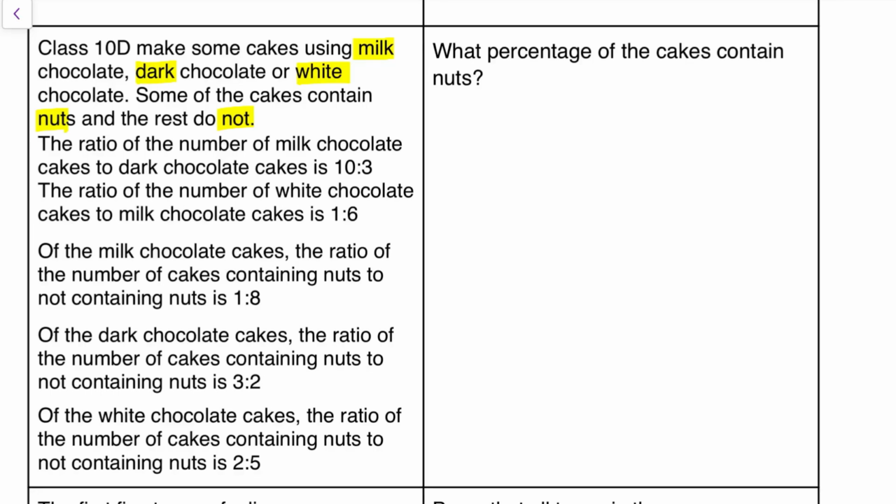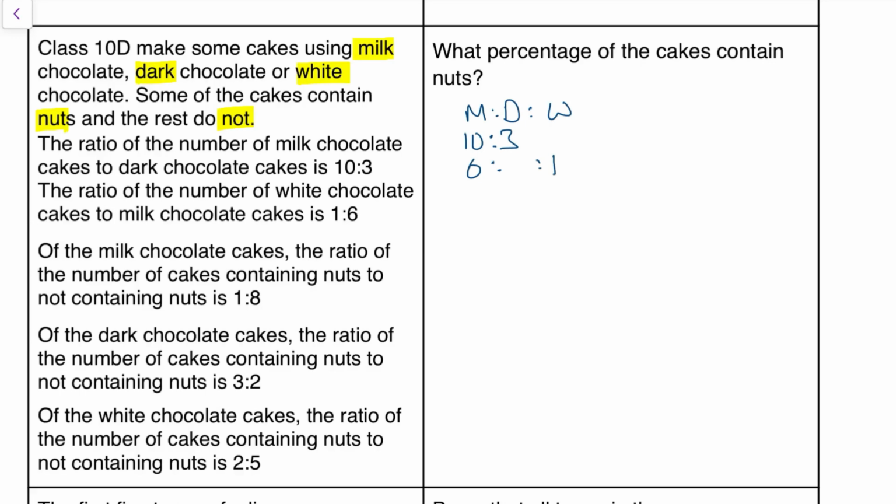Right. The ratio of number of milk chocolate to cakes. Okay, now I'm going to write this down. So the ratio of milk chocolate to dark chocolate is 10 to 3. And the ratio of white chocolate to milk chocolate is 1 to 6. So you have to be careful here, don't you? Because white is 1 and milk is 6. Okay, so we've got that the right way around. And it says of the milk chocolate cakes. Then okay, let's deal with this bit first.